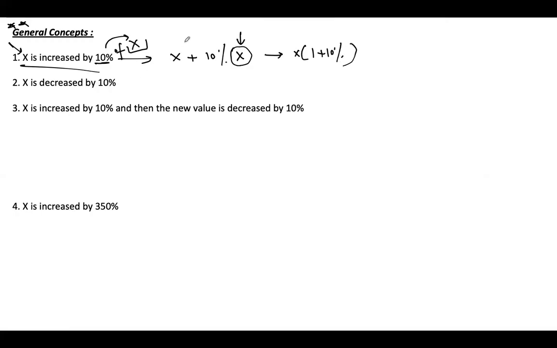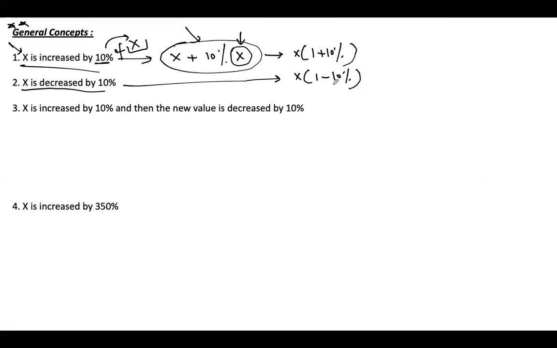Similarly, I'm going to skip this step now. X is decreased by 10%. Can I write directly x bracket 1 minus 10%? You could write 10% as 1 by 10. So 1 plus 1 by 10, write this as 11 by 10. You could also write this as 1.1. Similarly, this would be 9 by 10, or 0.9.